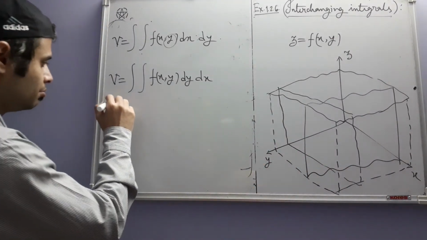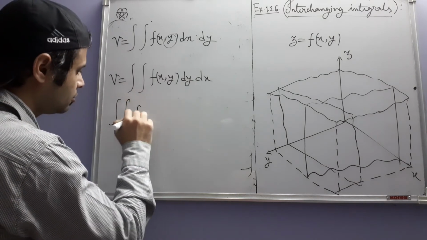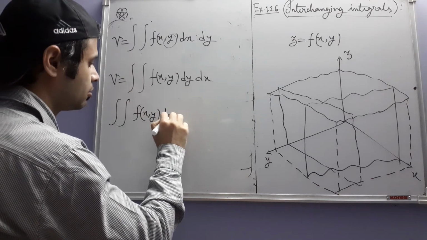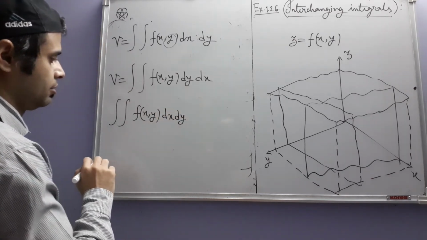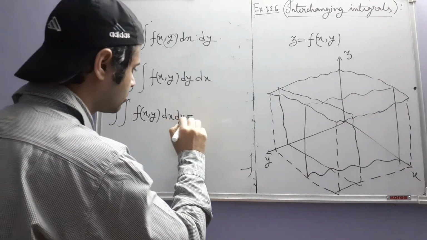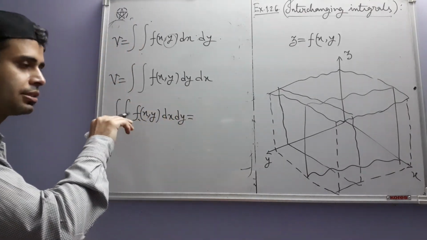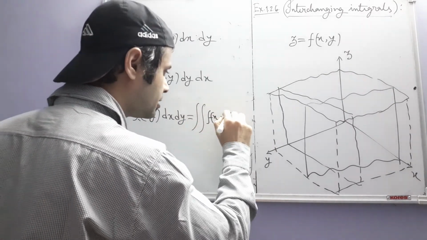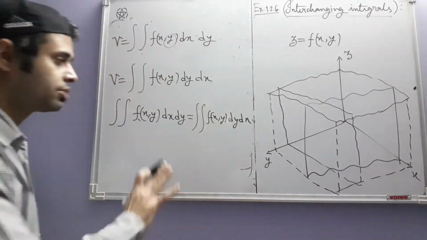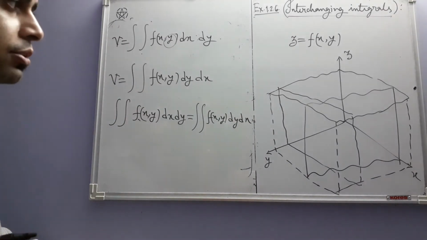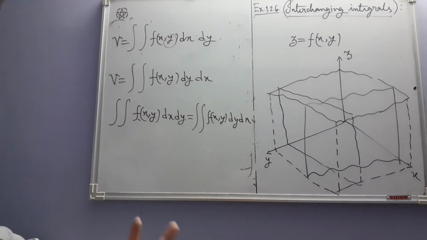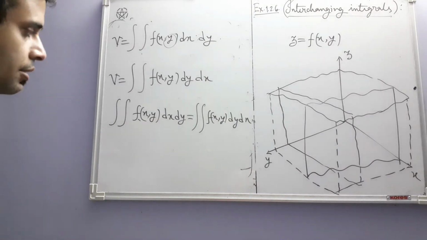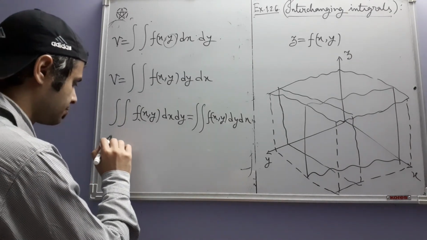Which means that it does not matter in which way we integrate a function of two variables, first with respect to x, then with respect to y, or first with respect to y, then with respect to x, we should get the same answer. Unfortunately, by now you have already seen many things failing. This is also not the case always. And one such example is this.